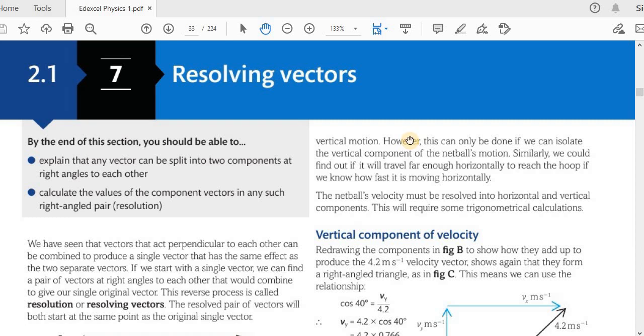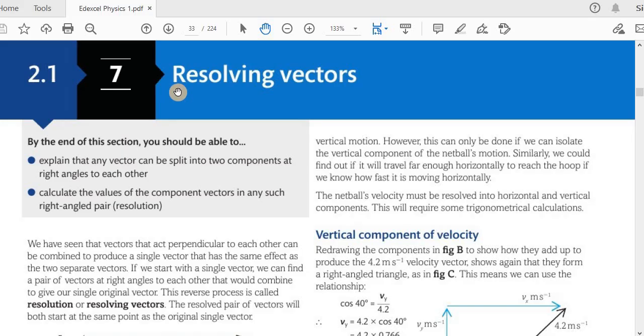In this video, we will learn about resolving vectors. This is part of the physics theory lessons on the Edexcel IAL Physics syllabus. Even the Cambridge students, the mathematics students can also learn about resolving vectors from this video. Okay, so this is chapter 2.1.7.